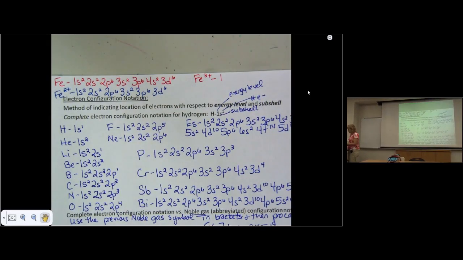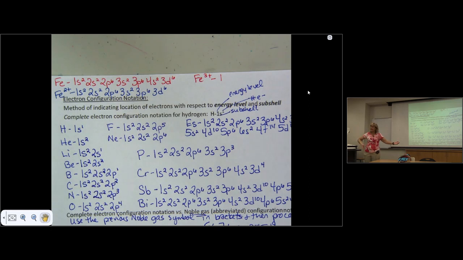Write it. You write it. Because D can hold how many? No, D. P can hold 6. We're talking about D. D can hold 10. Because you lose the outer energy level first. And it was full. You didn't have a choice of losing an outer energy level that was unfilled, because your outer energy level was full.